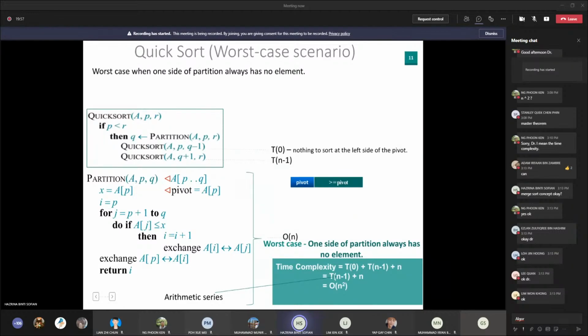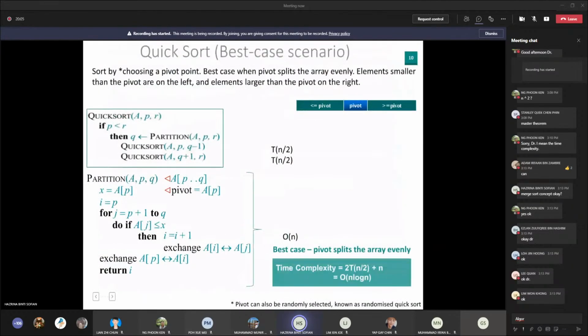Right now the critical success factor for us to get the best case is to get the pivot right in the middle. But in this algorithm, they do not have that. So I would like to open a question. Let's think of how or an algorithm that we can add in order to always get the best case scenario. Anybody would like to try?